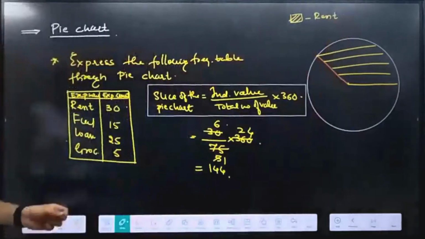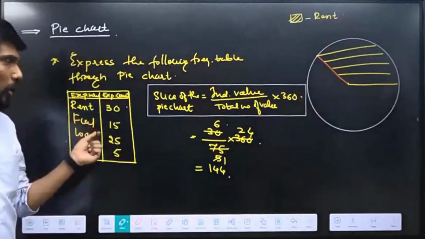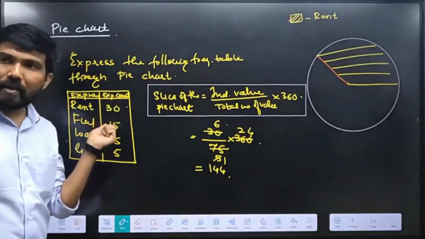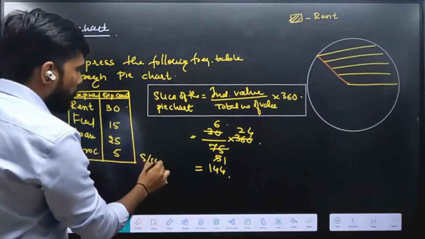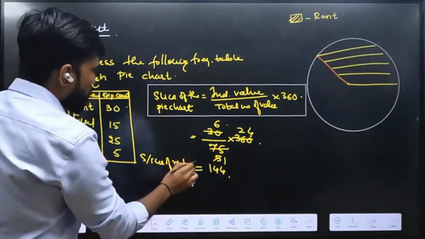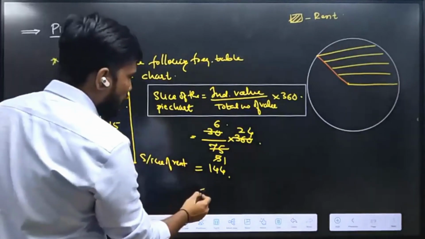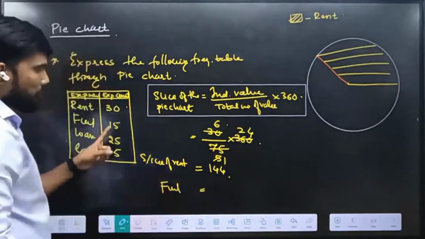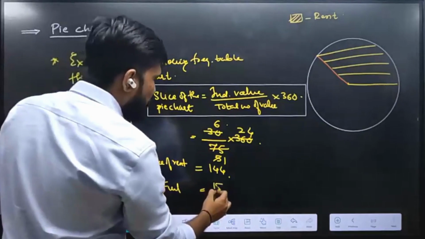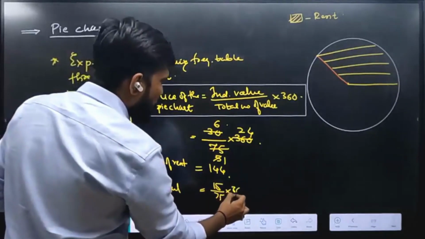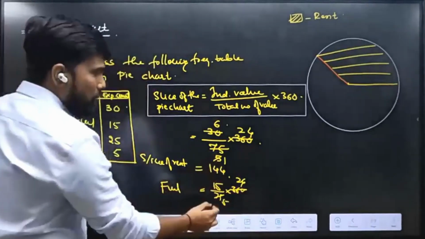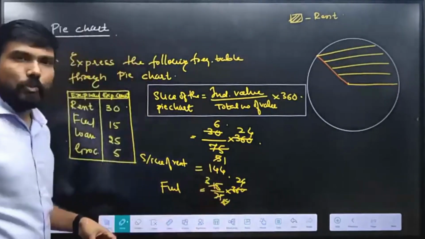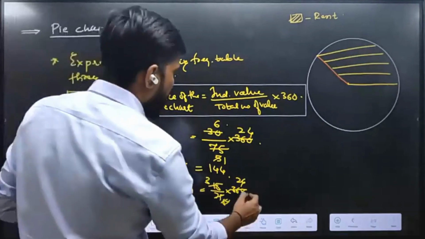And similarly, fuel. How much do you spend on fuel? 15,000. This is a slice of rent. Similarly, with respect to fuel, how much is it? 15 divided by 75 into 360. It is 24s, and the 5s we just did there. 5 1s and the 5 3s. 24 3s. It is 75 minus 3, which is 72.